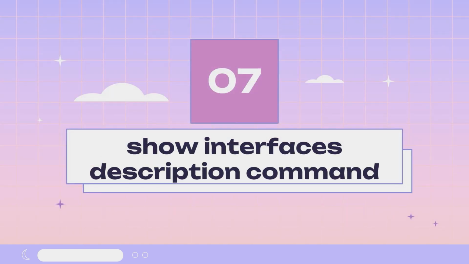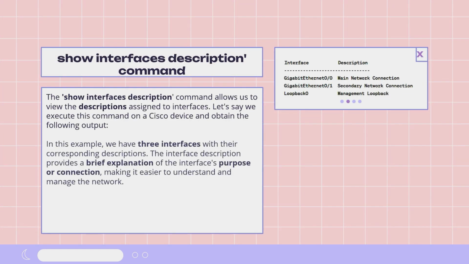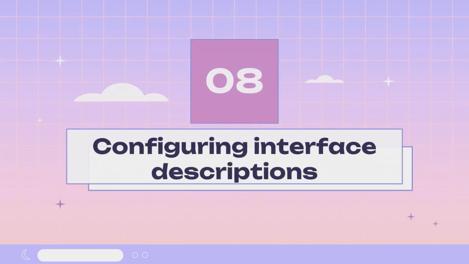Show Interfaces Description command. The Show Interfaces Description command allows us to view the descriptions assigned to interfaces. Let's say we execute this command on a Cisco device and obtain the following output. In this example, we have 3 interfaces with their corresponding descriptions. The interface description provides a brief explanation of the interface's purpose or connection, making it easier to understand and manage the network.